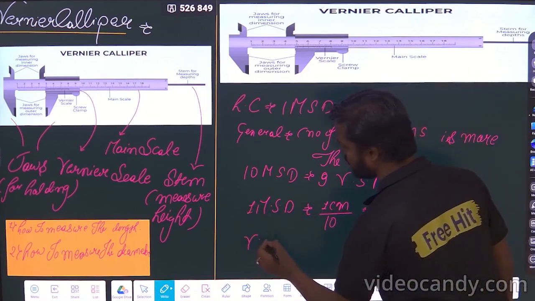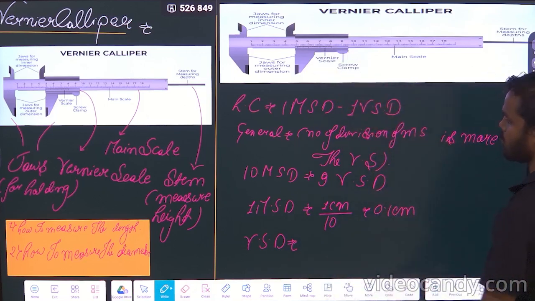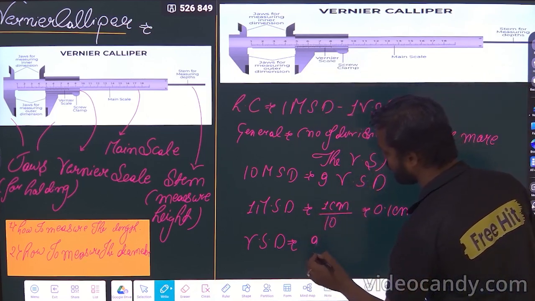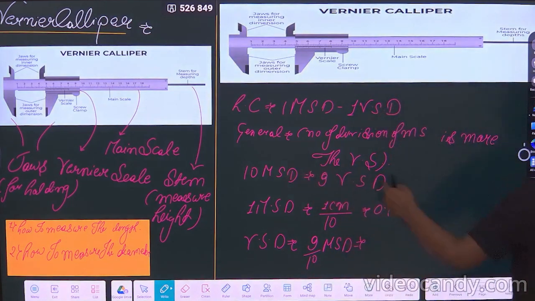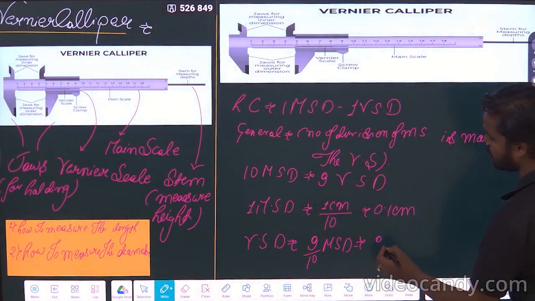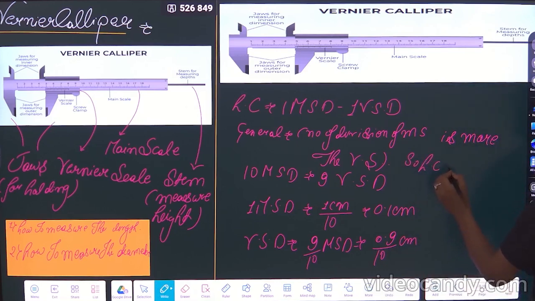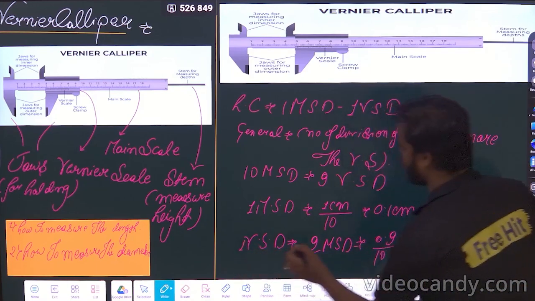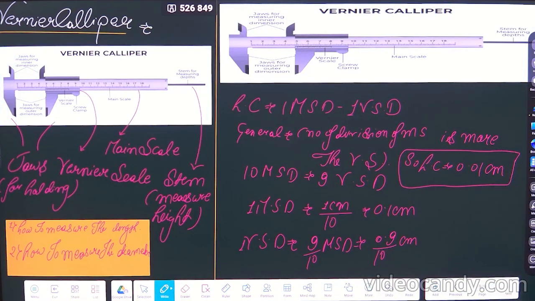Now what is the vernier scale division? See, you can't calculate the vernier scale division because there is no reading. So what we are going to do, we will say it is 9 by 10 of the main scale division. So from here I can say, it is 0.9 by 10 of a centimeter. So my least count will be how much? One main scale division minus one vernier scale division. If you subtract, you will get 0.01 centimeter. So that is the least count of the vernier scale.